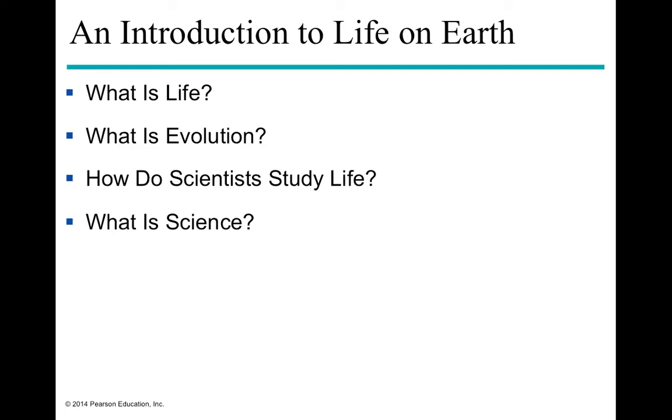We'll talk about the definition of life, so what do we use as parameters to define what is alive. We'll talk about evolution, so what happens as organisms end up susceptible to natural selective pressures over time, so how populations are going to change under those selective pressures. We'll talk about how we study life, so what are the parameters that we use in science, what are our scientific method and scientific design, and what is science as a whole.